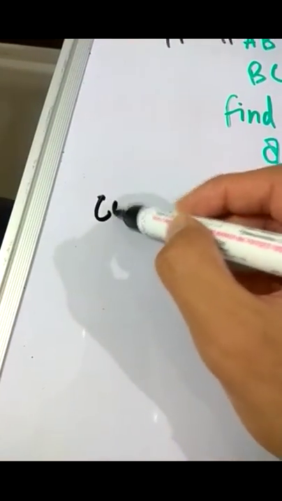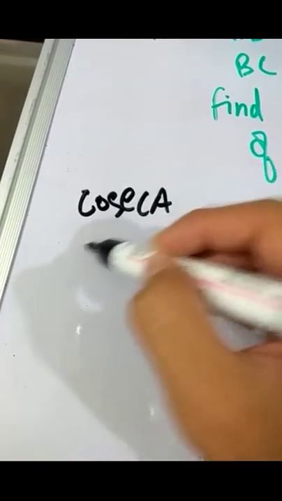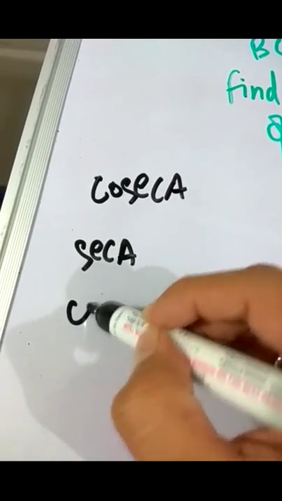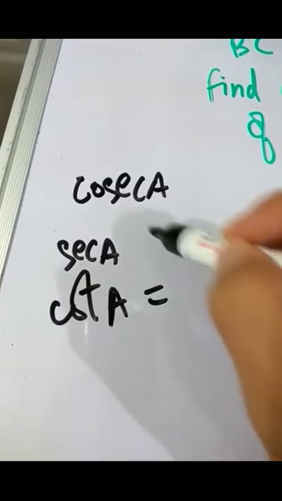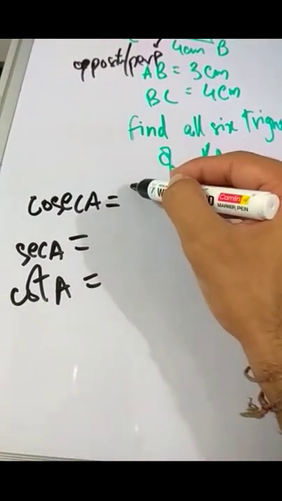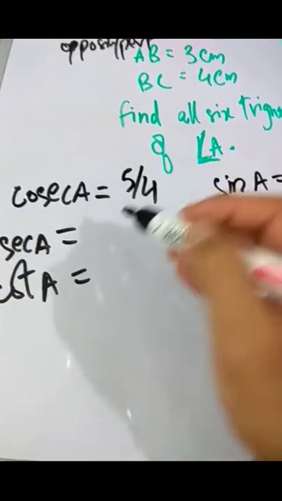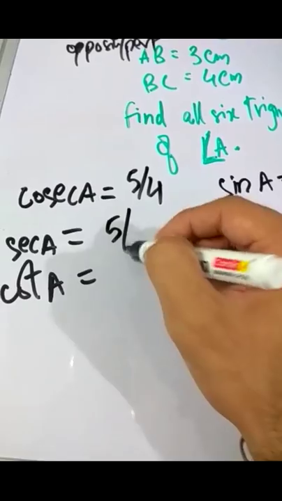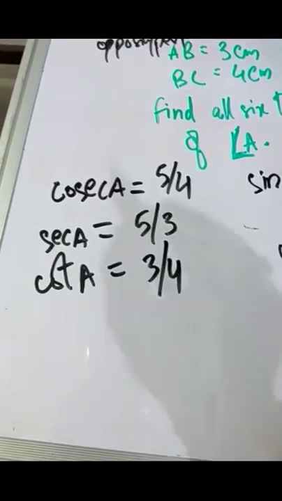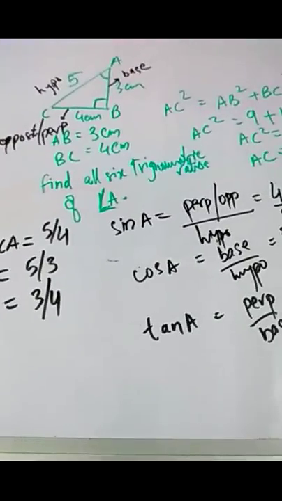And then the other 3 ratios are cosec A, sec A, and cot A, which are the inverses of sine A, cos A, and tan A. So cosec A is going to be 5 by 4. Sec A is going to be 5 by 3, and cot A is going to be 3 by 4.